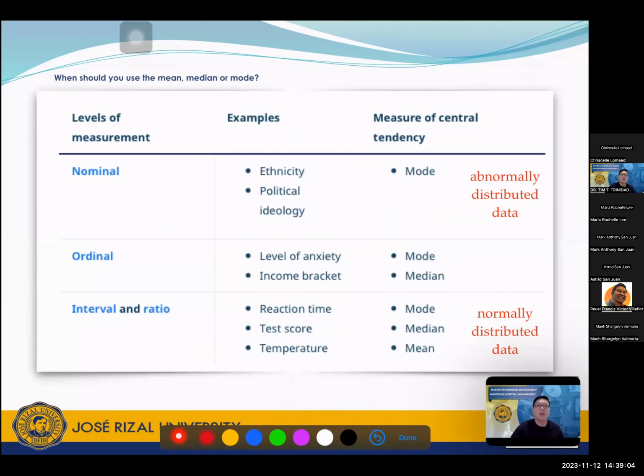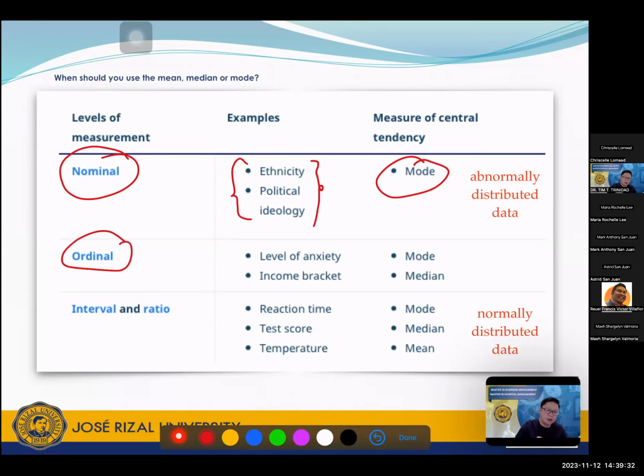So in summary, when you are dealing with nominal data, the best descriptor of the measures of central tendency is the mode. Example, if you talk about ethnicity or political ideologies, which is descriptive design, you talk about mode. But if your data is ordinal, meaning there are levels, like income bracket, you use the mode and the median as your descriptors.